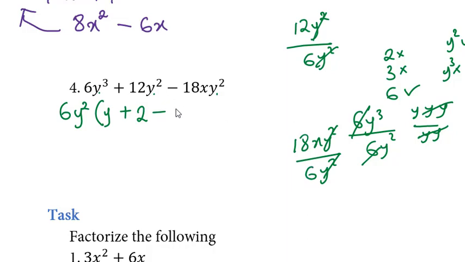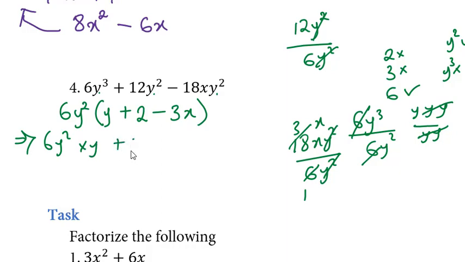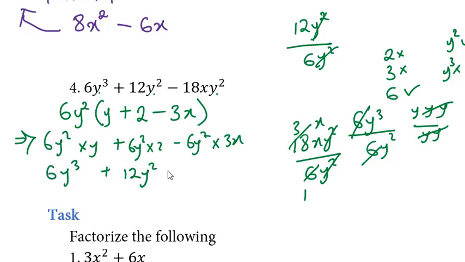Okay, so that's 3. But remember to add the x, because you have x here. So this 6 here is 1, 6 here is 3, and then your x, you add it. So that's it. Okay, when you multiply through, it should give you back what you had. So 6y squared multiplied by y plus 6y squared multiplied by 2 minus 6y squared multiplied by 3x. So here we'll have 6y cubed plus 12y squared minus 18y squared x, or 18xy squared, the same thing. So we actually solved for the correct thing.